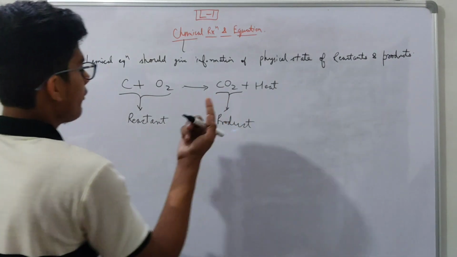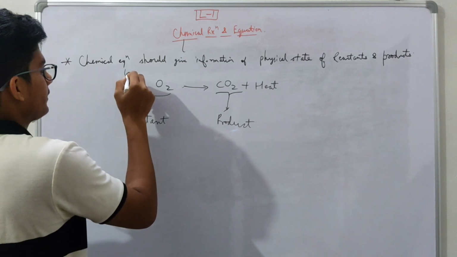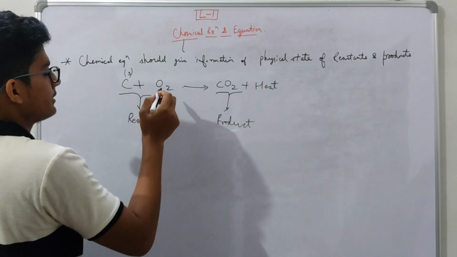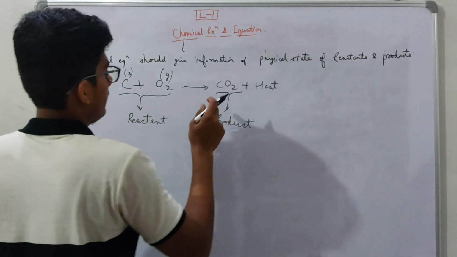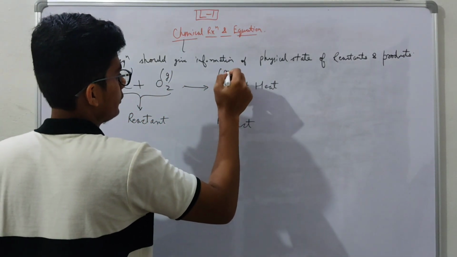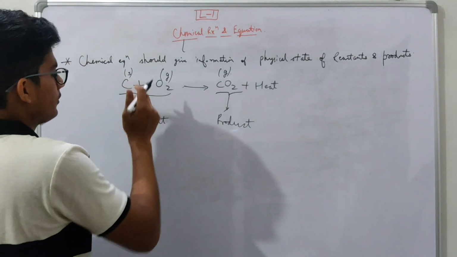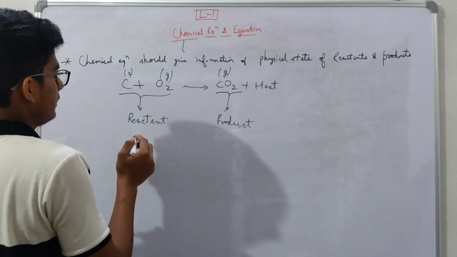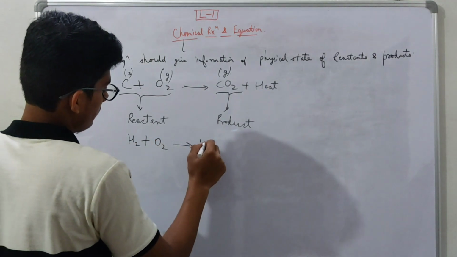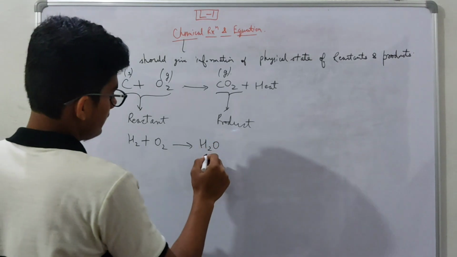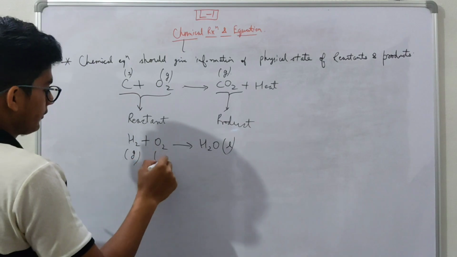So how will we show the physical state here? Suppose carbon is in solid state, so we will write S here. Oxygen is in gaseous state, so we will write G, and CO2 is also gaseous, so we will write G. Somewhere liquid is also used, like H2 plus O2 gives H2O. Here H2O is in liquid form, so we write L.